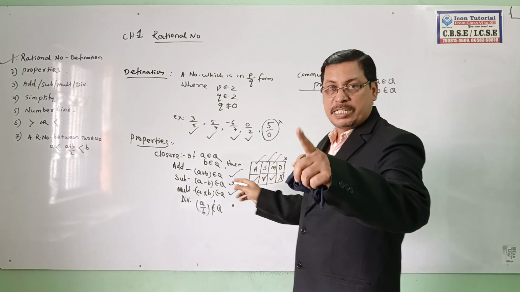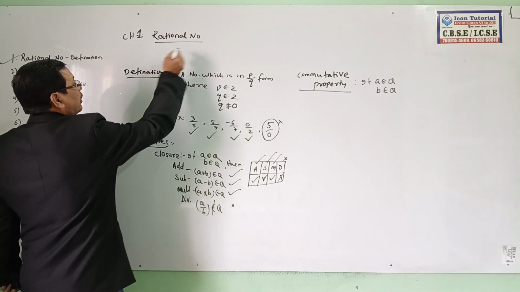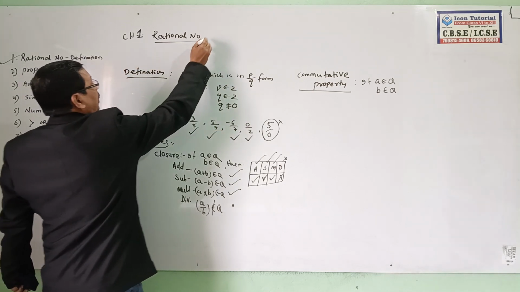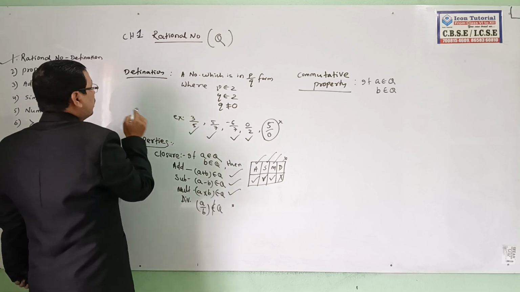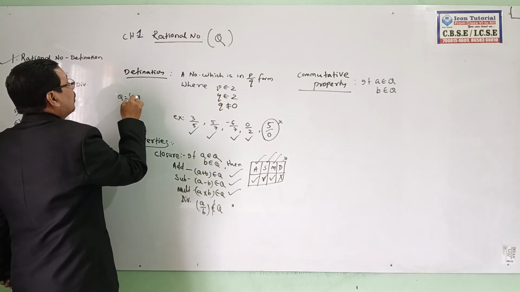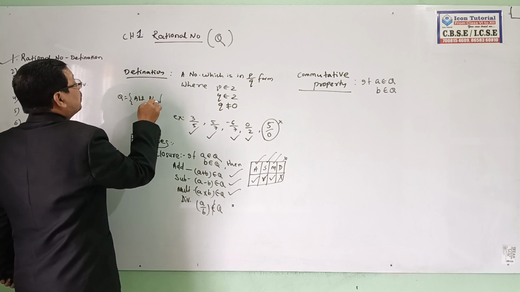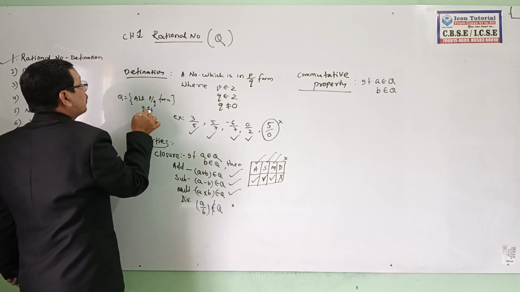Your question is, what is Q? Rational numbers are normally denoted by Q. Q is the set of rational numbers, all numbers of the p by q form where q is not equal to 0.